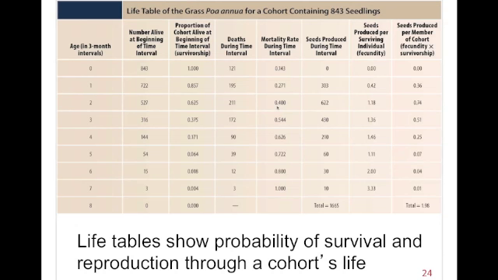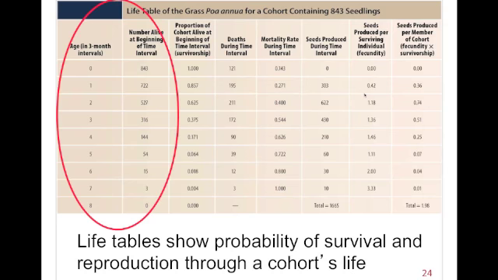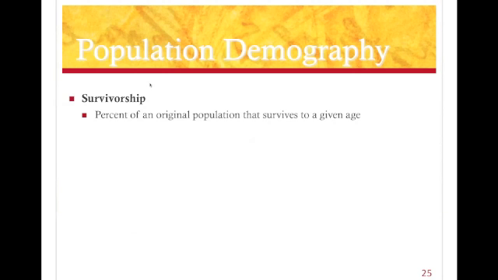Another thing is you can measure fecundity during this time. So not just survivorship, you can measure fecundity. Here's how many seeds are produced during that period of time. So life tables are really valuable. The part of this that we're going to focus on right now is just this right over here. We're only concerned with, as time goes on, how many of these organisms actually survive. So this is population demography in a nutshell.